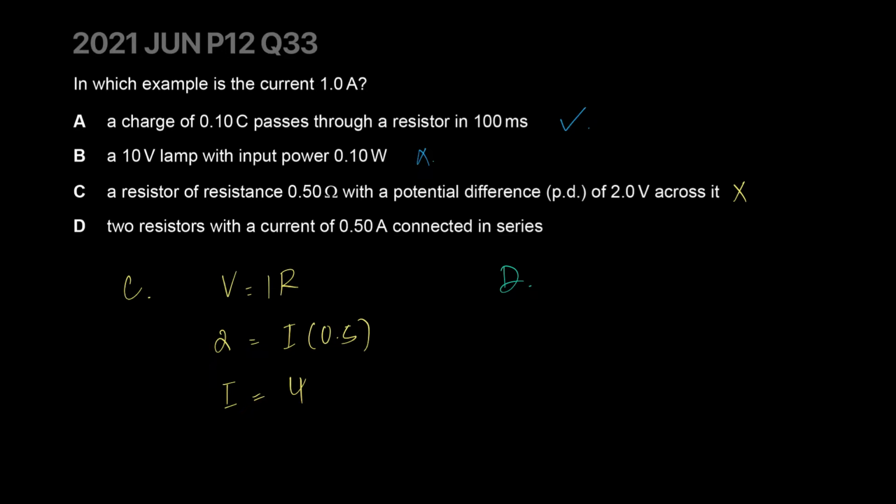And then two resistors with current 0.5 in series. If they're in series, the current in the entire row is just 0.5, right? In parallel, that could have been 1 in that circuit. So D is also out, and our answer is A.